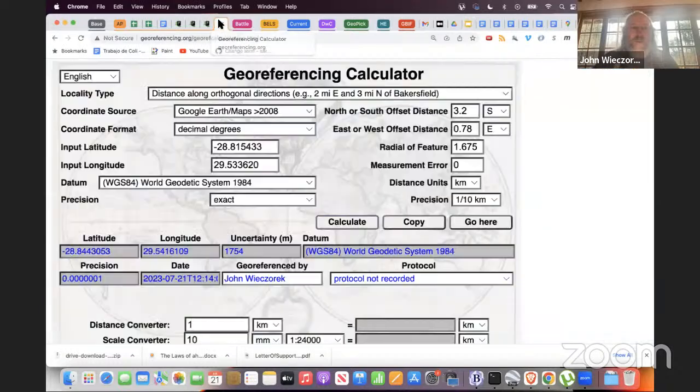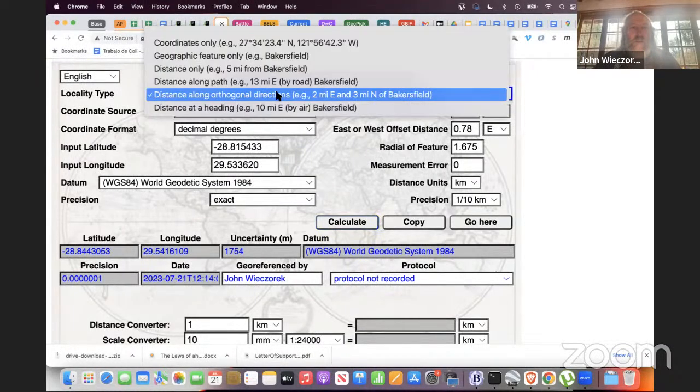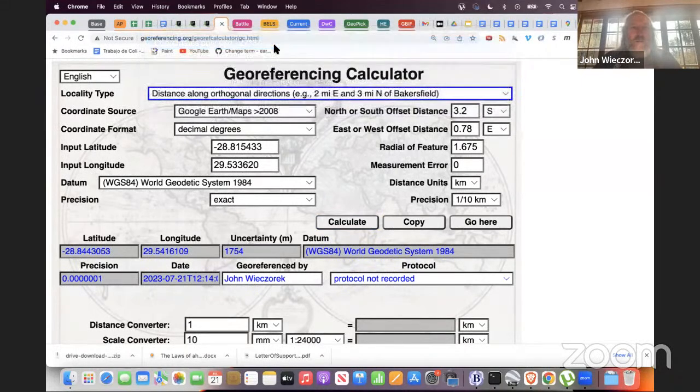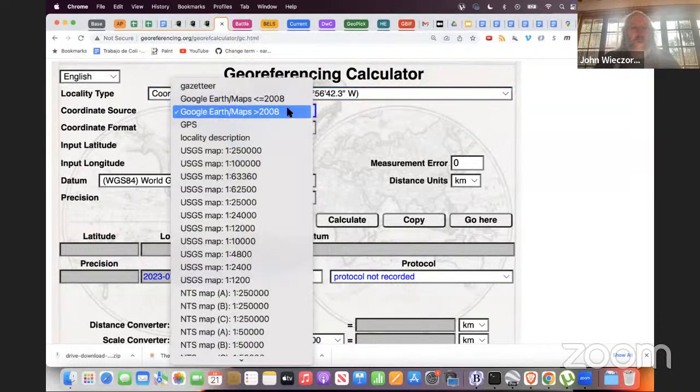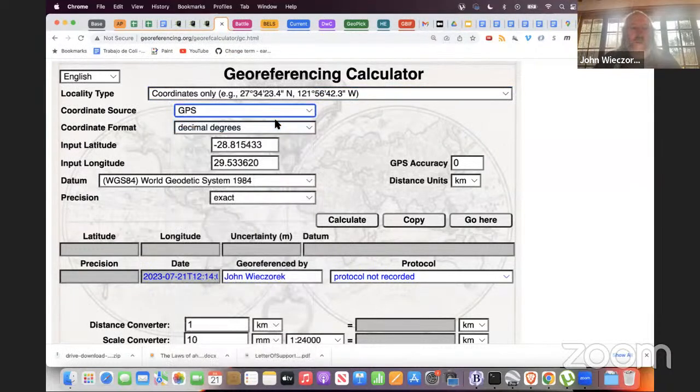If not, we can go to the calculator and try to figure it out. What did John do to come up with 104 meters? Our description is a coordinates only description, and our coordinate source was a GPS. It came from the GPS. The coordinates are in decimal degrees.